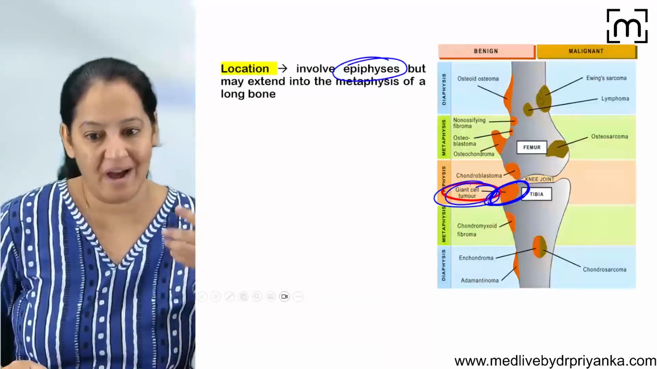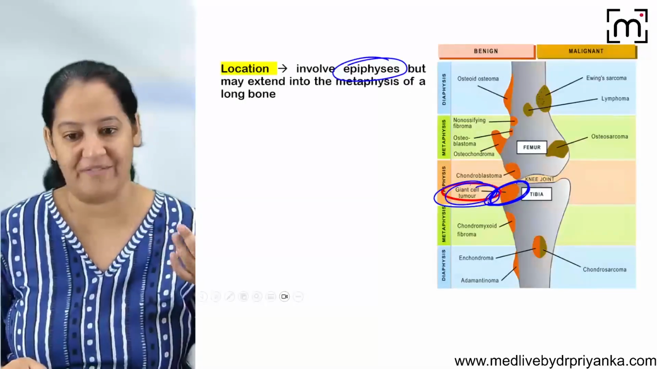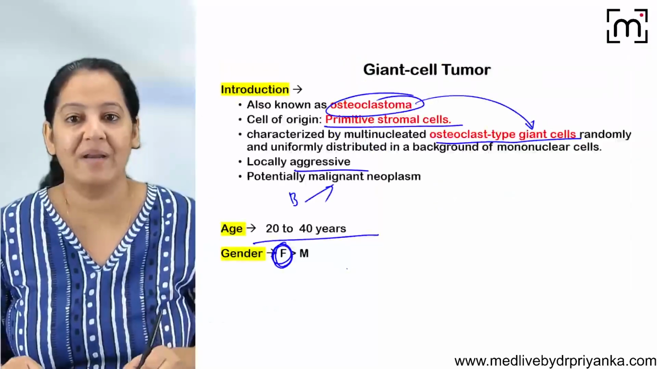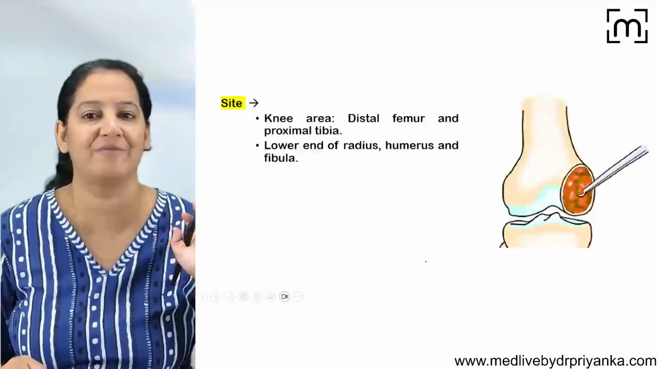Till now, all the tumors I taught you arise either from the diaphysis or from the metaphysis. But this one arises from the epiphysis. And this one is more common in females as compared to males. So some unique features are there. You have to learn that.